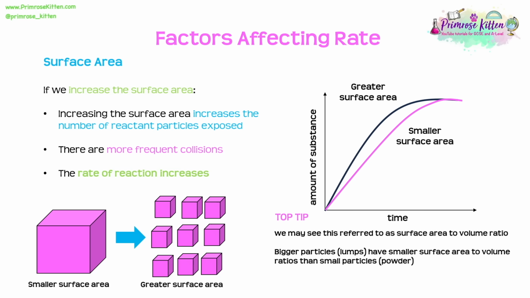Now, I also want to mention here, and this is our little top tip, instead of seeing it referred to as surface area, we might see it referred to as the surface area to volume ratio. Now, bigger particles, such as our lumps, are going to have a smaller surface area to volume ratio than small particles such as powders. So make sure you're comfortable with either language.